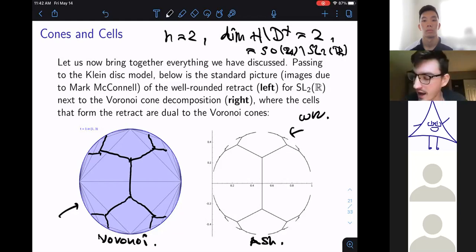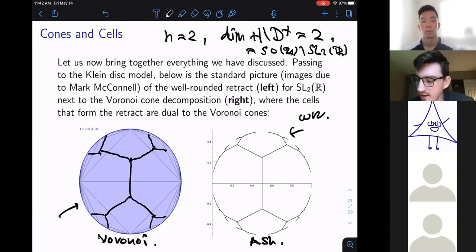So you can do this change of perspective depending on what you want to look at. You have the well-rounded retract, which you can understand as this one-dimensional tree, or you can look at the dual picture where you have these two-dimensional cones which give a decomposition. This is a tiling perspective and this is sort of a graph tree perspective. Okay, and both of these are quite useful.